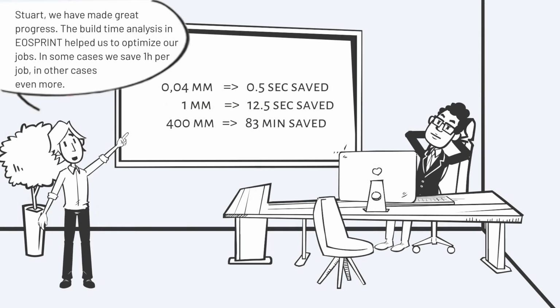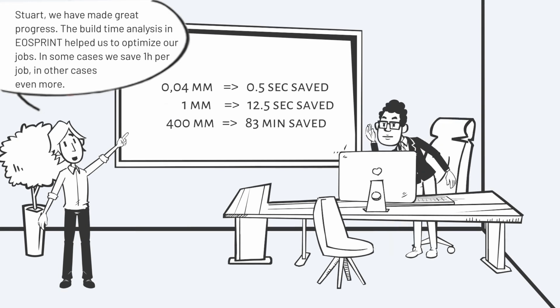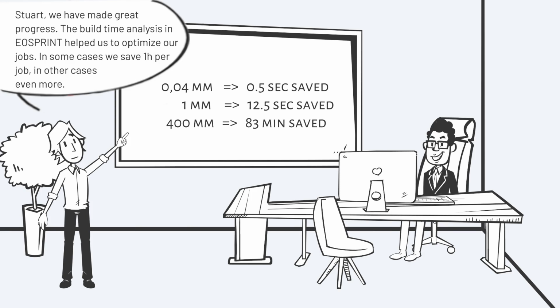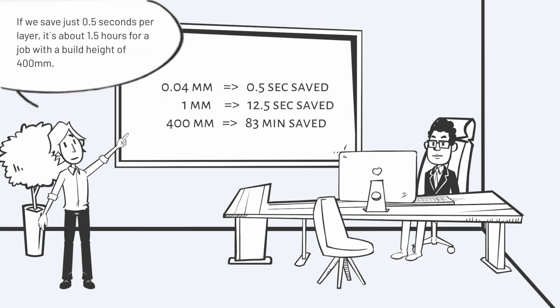Stuart, we have made great progress. The build time analysis in EOSPRINT helped us to optimize our jobs. In some cases we saved 1 hour per job, in other cases even more. If we save just half a second per layer, it's about 1 hour and a half for a job with a build height of 400 millimeters.